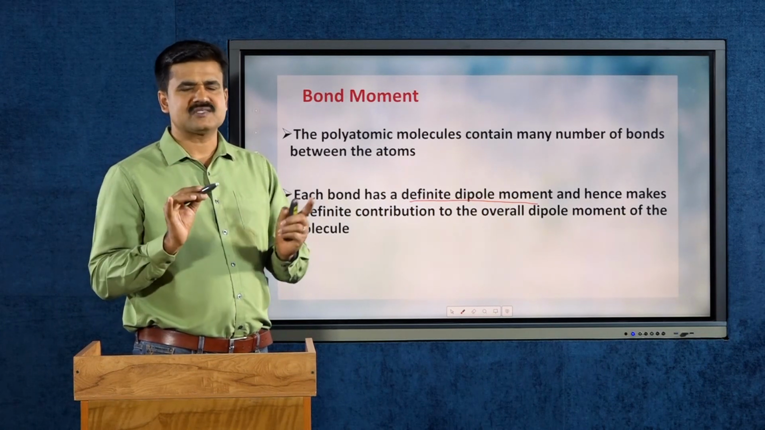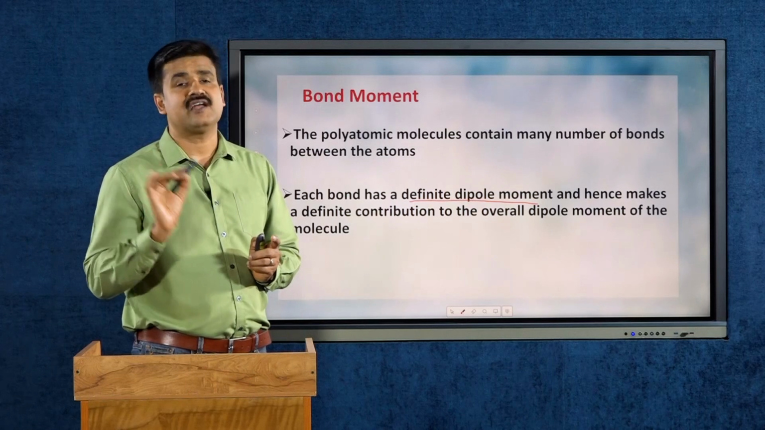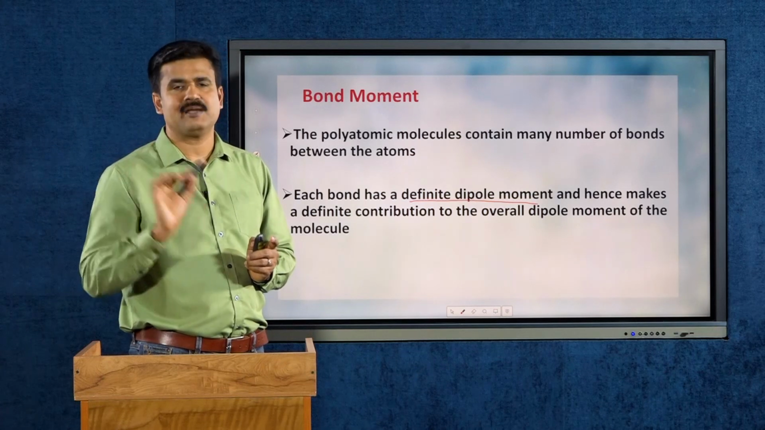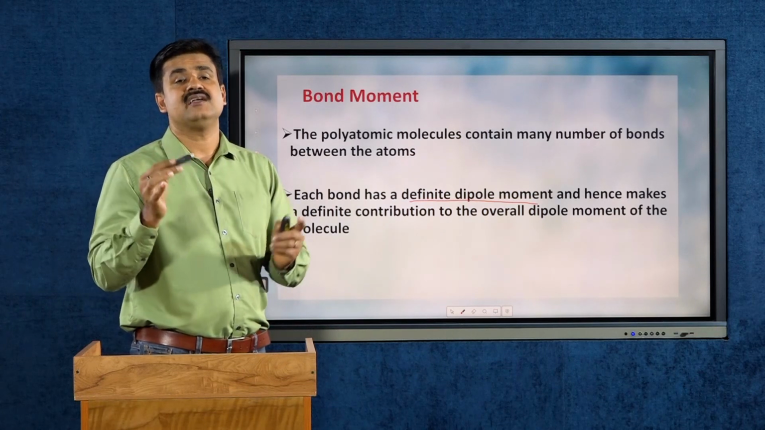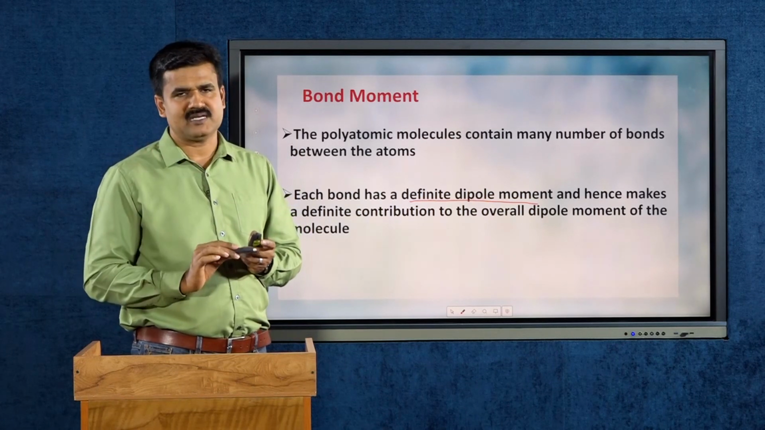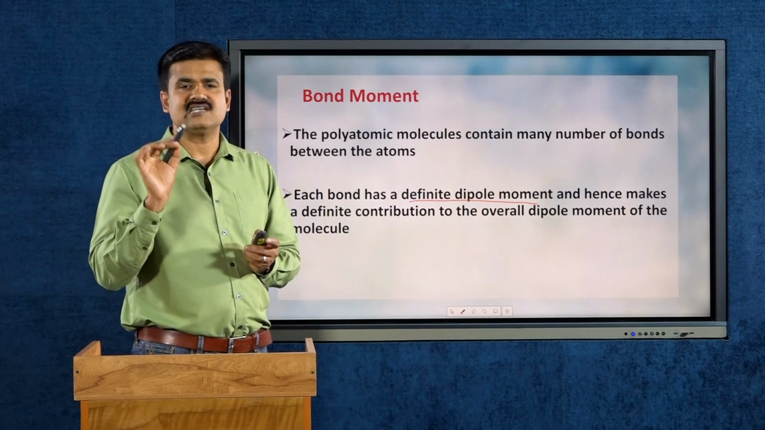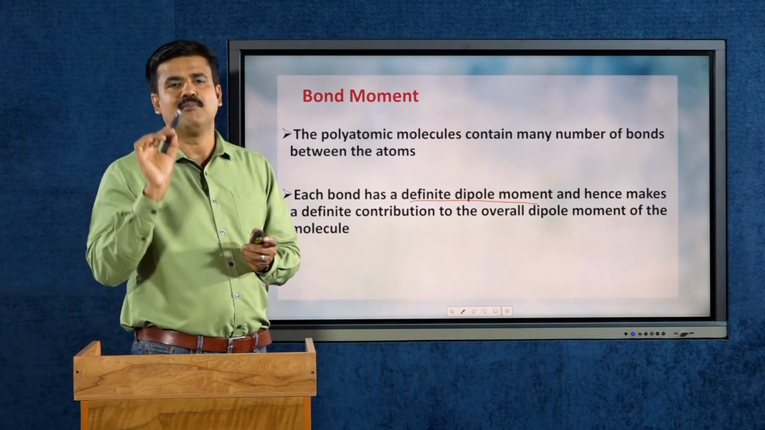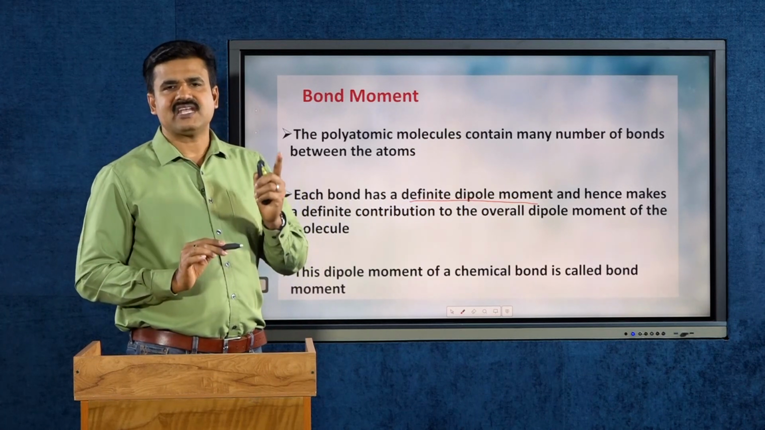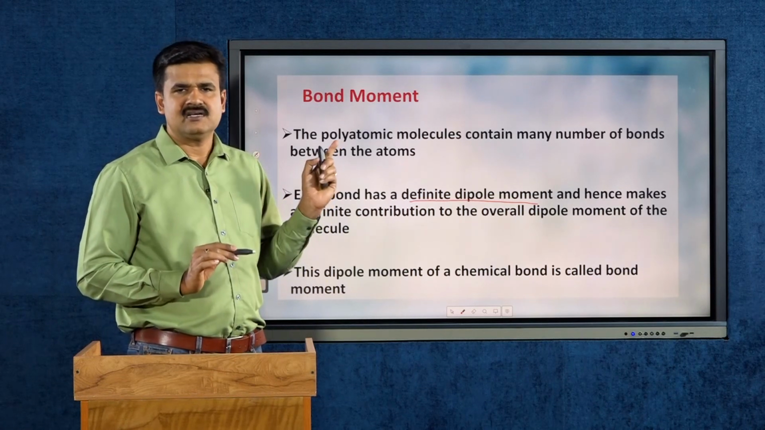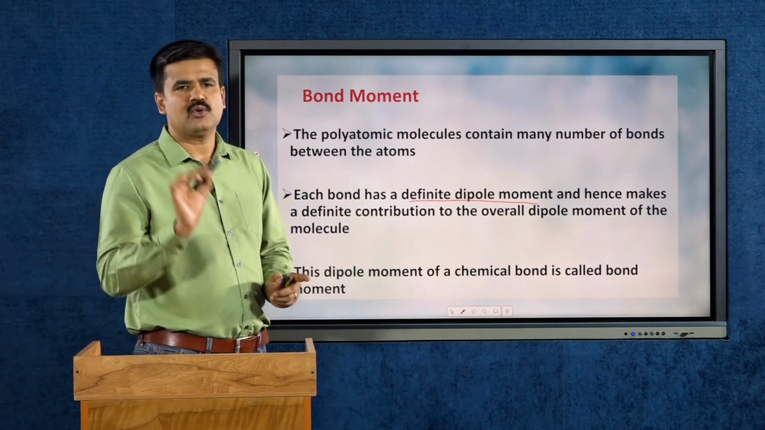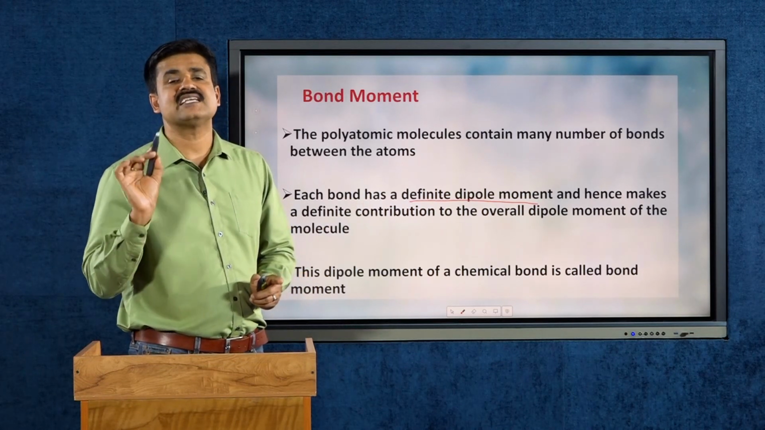That means, suppose in a molecule there are 4 covalent bonds and each bond has some polarity and some individual dipole moment. These individual dipole moments are added vectorially to get the total dipole moment, which has a contribution from the individual bond dipole moments or bond moments. The dipole moment of a chemical bond is called the bond moment. This is the single word definition of bond moment, or bond moment is the dipole moment of a single chemical bond.